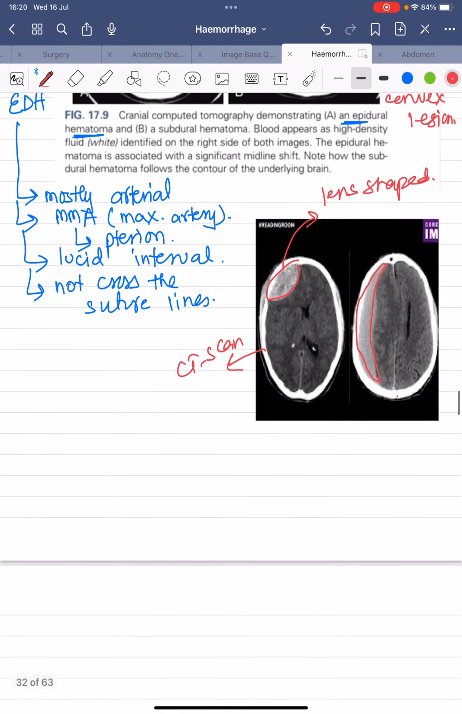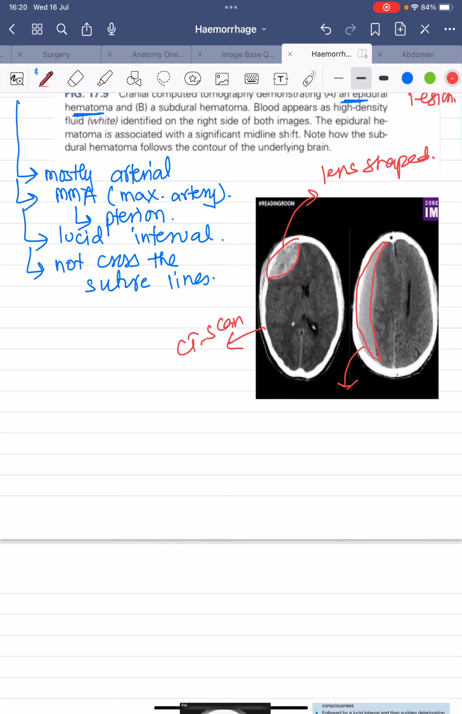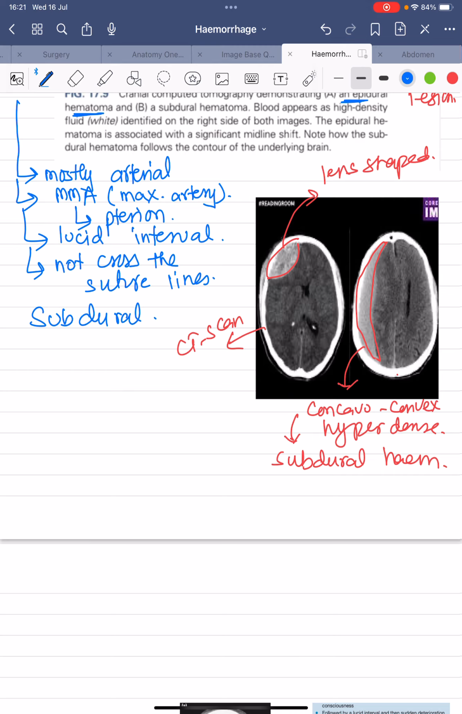This is your what? Concavo convex hyperdense lesion. So this is your subdural hematoma. Okay. So what are the important points of subdural hematoma? Number one, it is a collection of blood between your dura mater and arachnoid mater, in which space? Subdural space. Please remember, it will cross the suture lines.